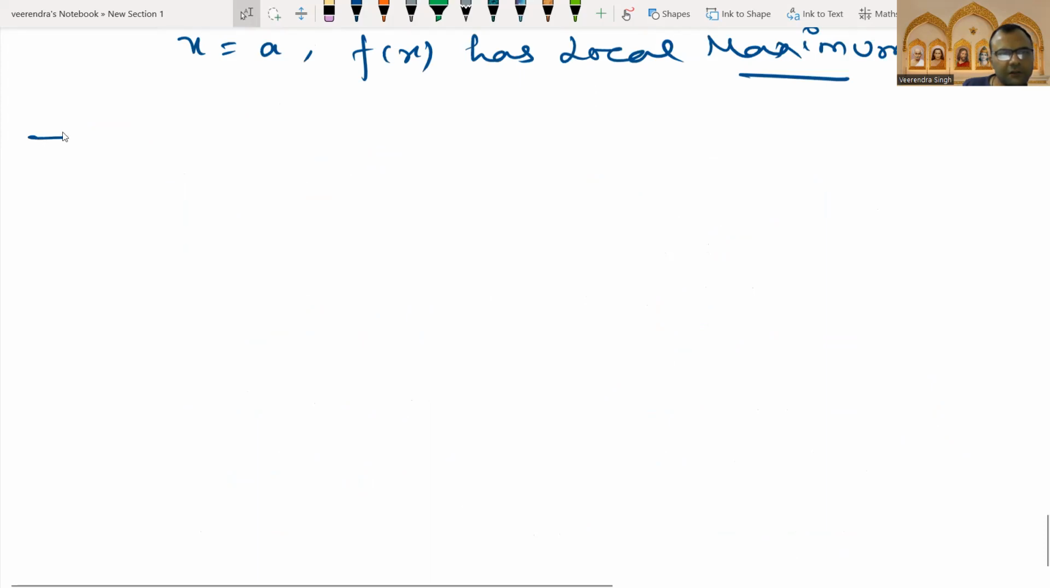Now we will discuss the first order derivative test. What is the first order derivative test? With the help of the first order derivative test, we can determine whether we have maxima or minima or not.